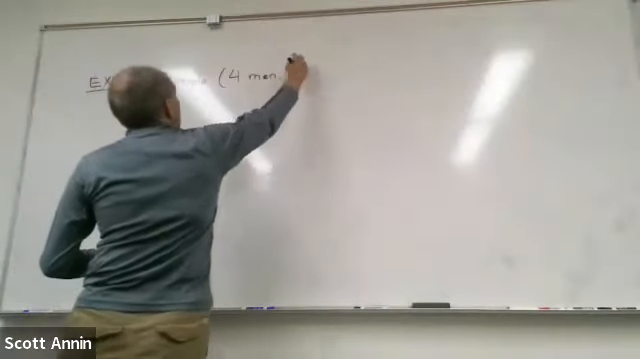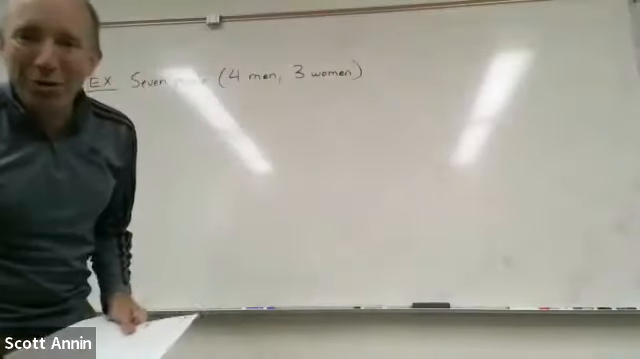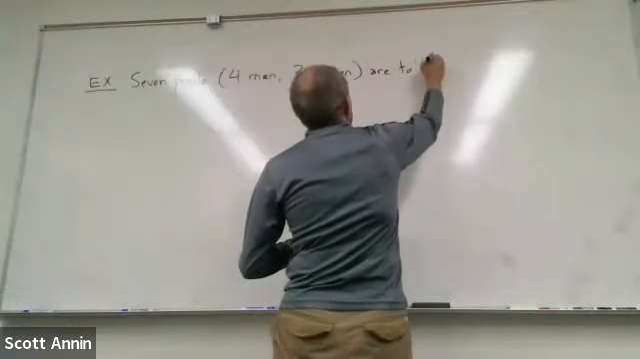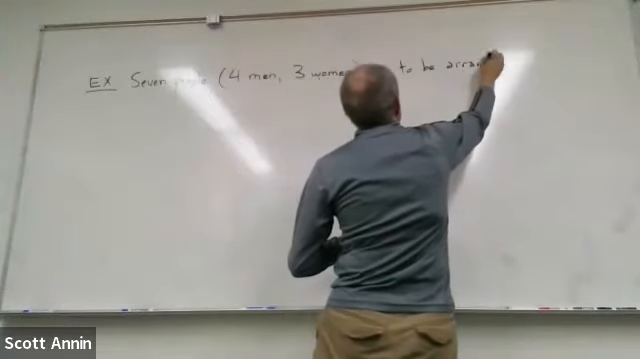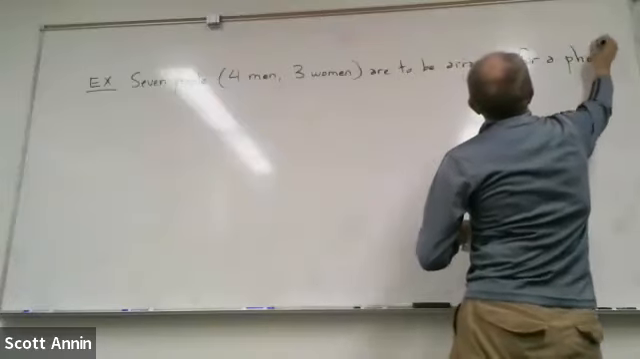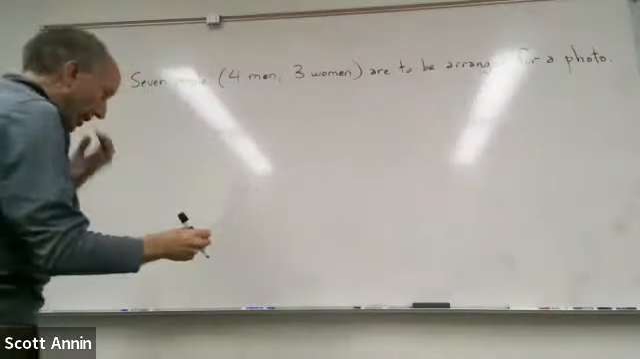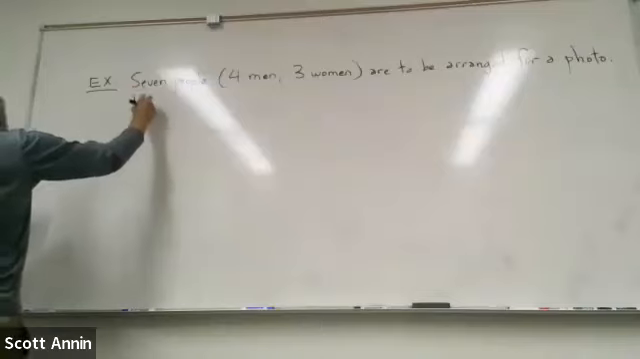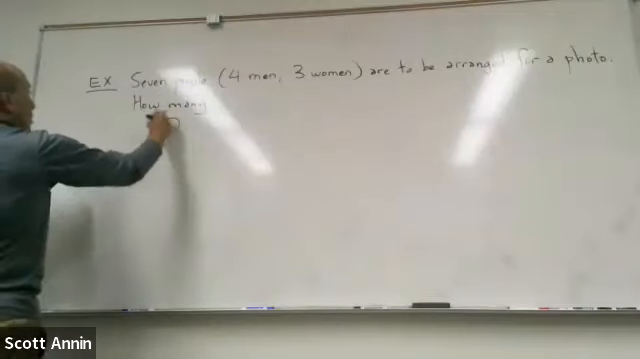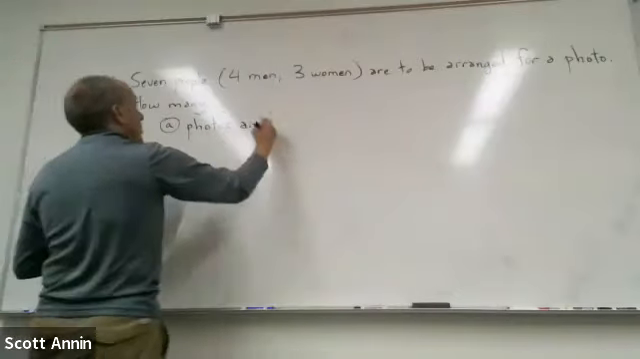Let's say that there are 4 men and 3 women. 4 men and 3 women are to be arranged for a photo. We're going to arrange 4 men and 3 women for a photo. So here are some questions that we can now ask. How many, first of all, part A, photos are possible.